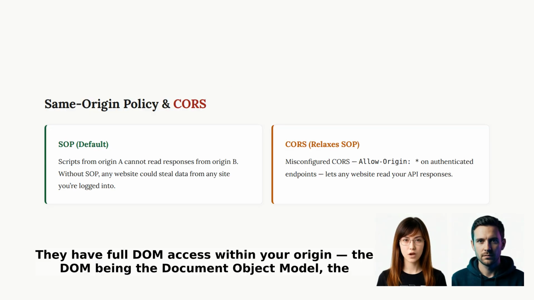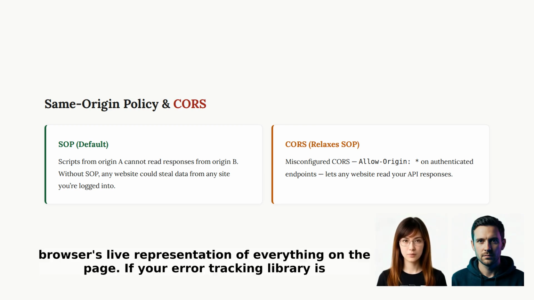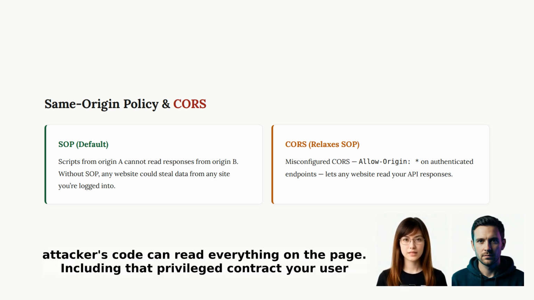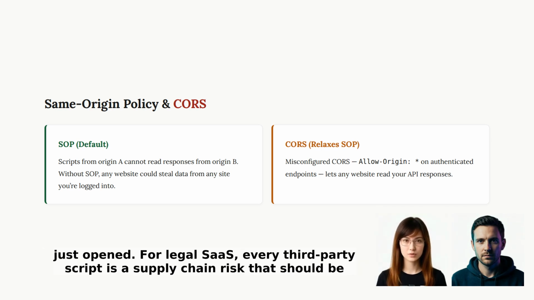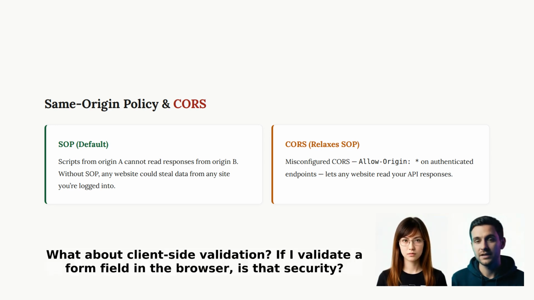They have full DOM access within your origin, the DOM being the document object model, the browser's live representation of everything on a page. If your error tracking library is compromised, and supply chain attacks on JavaScript libraries happen regularly, the attacker's code can read everything on the page, including that privileged contract your user just opened. For legal SaaS, every third-party script is a supply chain risk that should be evaluated, pinned to specific versions, and monitored. What about client-side validation?